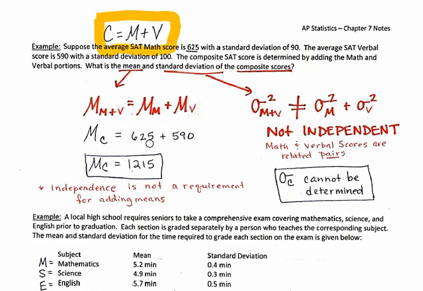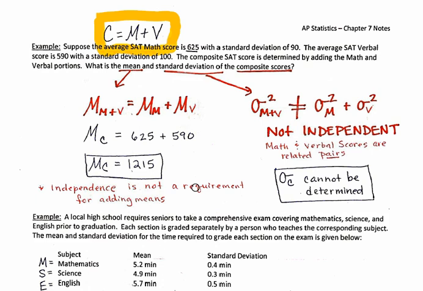The mean of math is 625. The mean verbal is 590. That gives us a mean composite score of 1215. And remember, independence is not a requirement for adding means. You can do that with means basically no matter what your variables are.